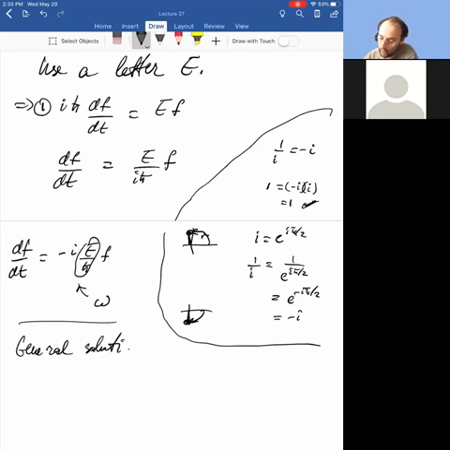Solution is f of t equals some constant times e to the minus i E over h bar times t. And again, you see that E over h bar has the meaning of angular frequency. We're done with the temporal part of the Schrodinger's equation.